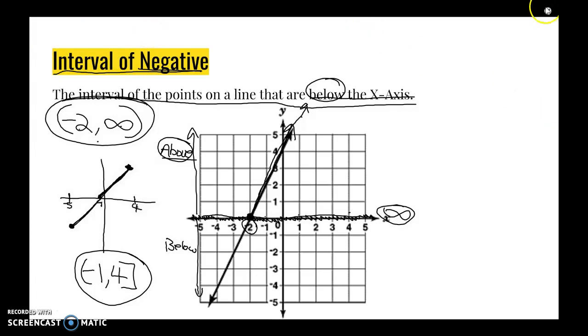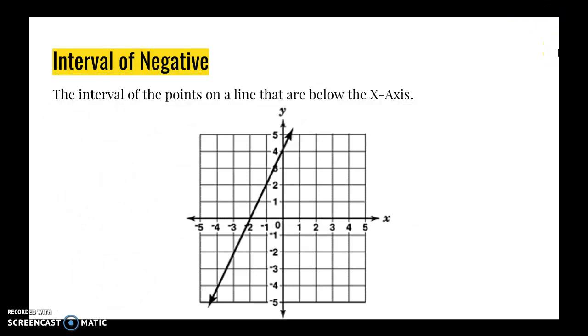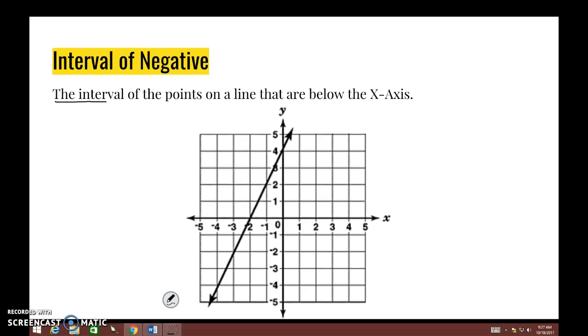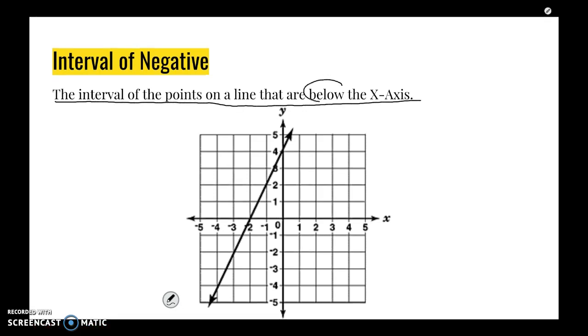Let me clear the ink off here. So the interval of negative is very similar to this. With the interval of negative, we're looking for the interval of the points on a line that are below the x-axis. So here the key word is below the x-axis.